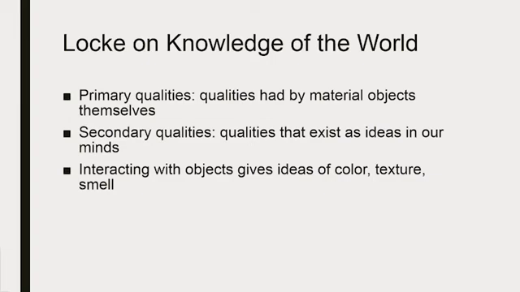Texture has to do with my sense of touch interacting with the object. Smell and taste are the same way, hearing. So all of those ideas about the object only exist as ideas in my mind. The chair is not, in fact, smooth. It's not brown.